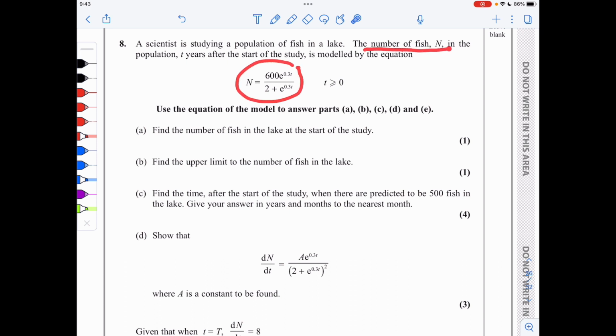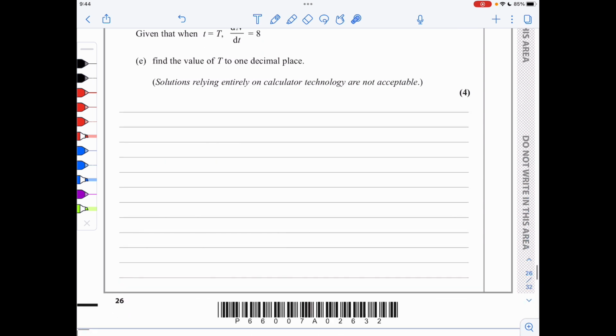N is the number of fish, t is the number of years after the start of the study. In part A, we need to find the number of fish at the start of the study. So this simply means that we set t to be 0. So when t is 0, we have that capital N is 600 e to the 0 over 2 plus e to the 0, which gives an answer of 200 fish.